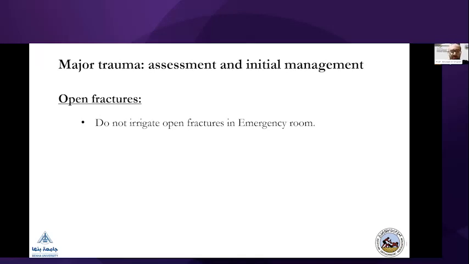No, really, that's very different, because all the dirt will be sticky to the tissues or sticky to the bony ends. So you can do the saline wash, but the proper irrigation should be done in the theater. So that's number one. Number two, you remove the gross contamination in the ER. You do photographic documentation, which is very important to decrease the exposure of the wound.